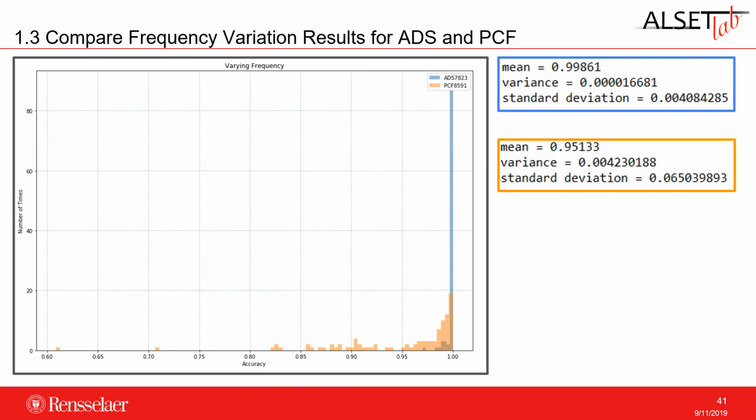In order to compare the performance of the ADS and PCF, we draw a histogram. The blue one is for the ADS, the orange one is for PCF, and the mean, variance, and standard deviation are also calculated on the right side. The mean of the ADS is much higher than PCF, and the variance and standard deviation of ADS are much lower than the PCF. So that means the ADS is much more reliable than the PCF, and it also has a wider detection range.